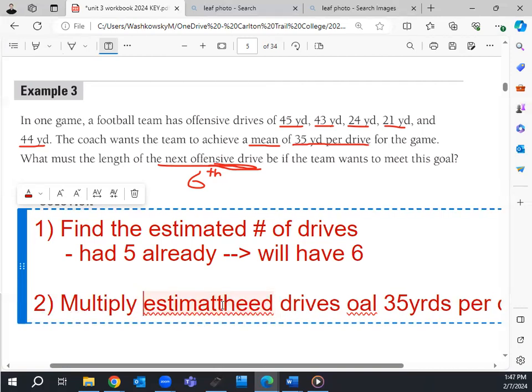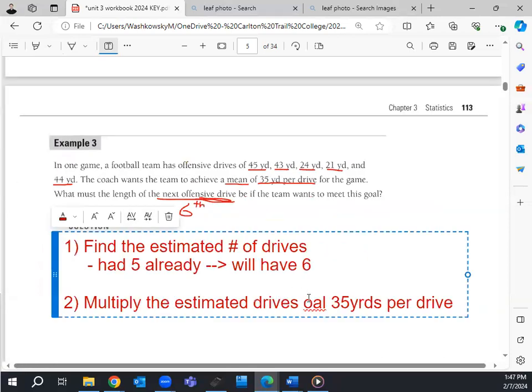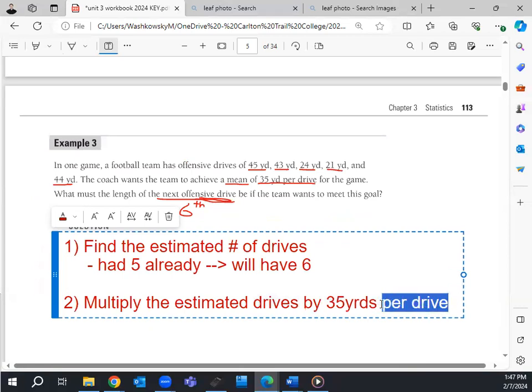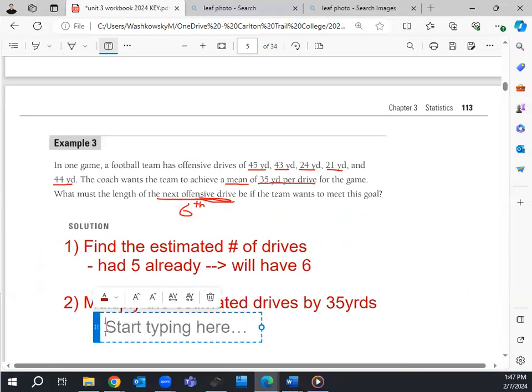Multiply the estimated drives by 35 yards, right? Because he's saying, hey, I want to have at least 6 drives. So we're going to multiply the 6 drives by 35 yards. So literally 35 yards times, 6 times 35, right? If I do that, I know I need to get to at least 210 yards. Between 6 drives, he needs to get to at least 210 yards.